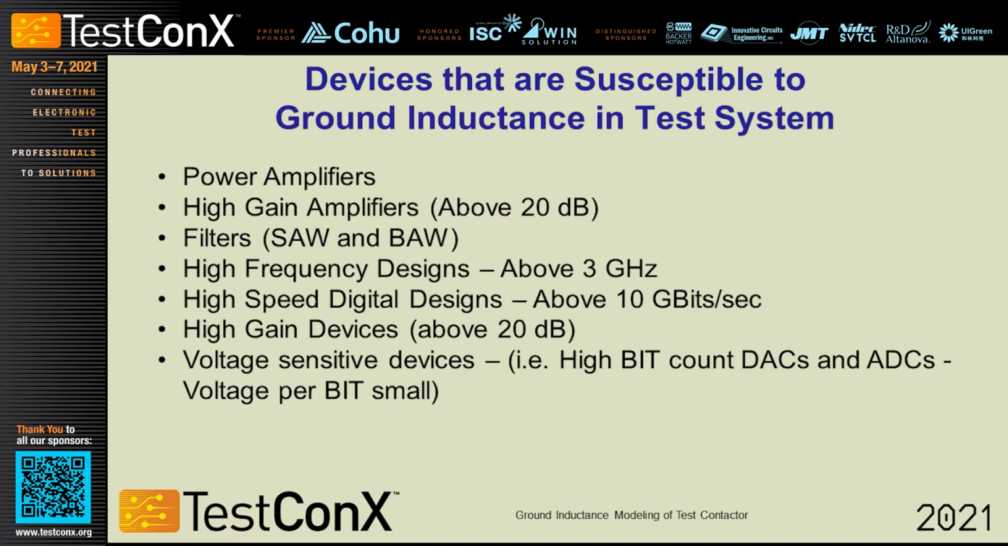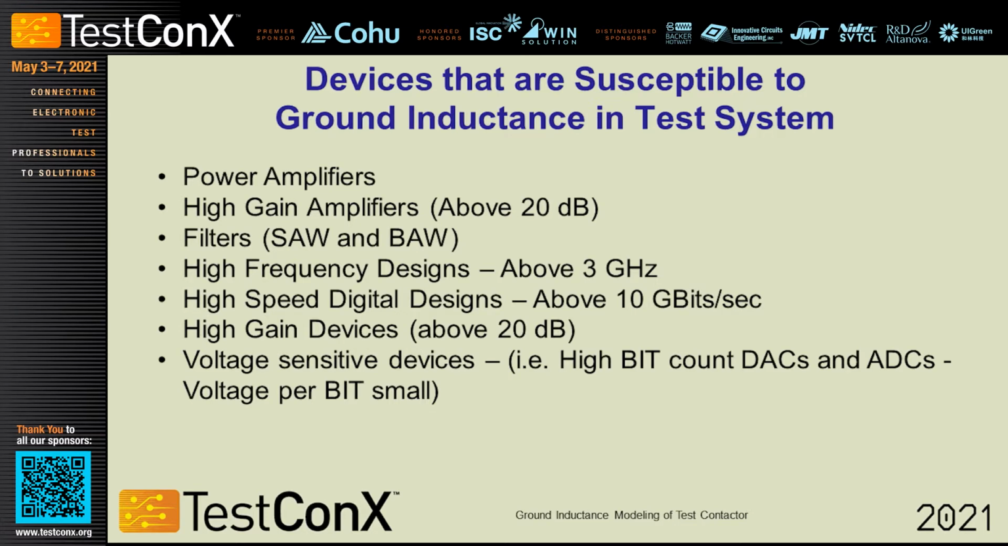A BAW filter, on the other hand, has an acoustic wave that propagates on metal patches on the top and bottom side of the quartz to excite the acoustic waves, which bounce from the top and bottom surfaces to form a standing acoustic wave. The frequency at which resonance occurs is determined by the thickness of the slab and the mass of the electrodes. Other things very sensitive to grounding are high-speed digital designs, typically above 10 gigabits per second.